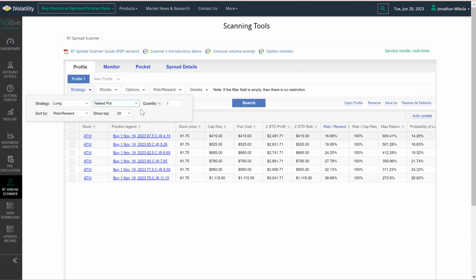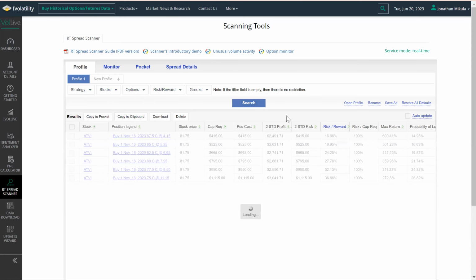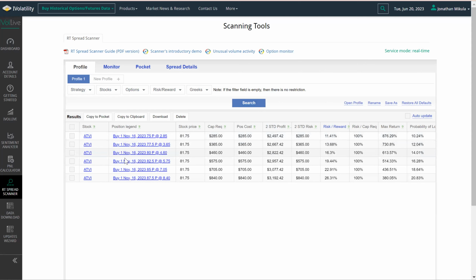We'll still show the top 20 results. We'll keep it on Activision. We'll keep all of this the same because ultimately, our thesis is this thing's going to break either higher or lower. And then here we go. We have all the system's favorite put options. Here again, we can filter by risk reward.